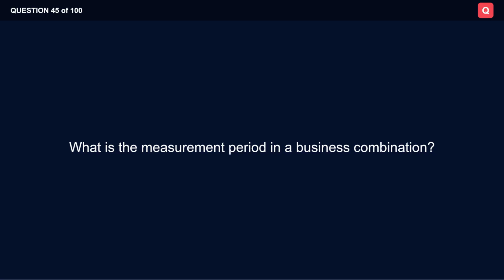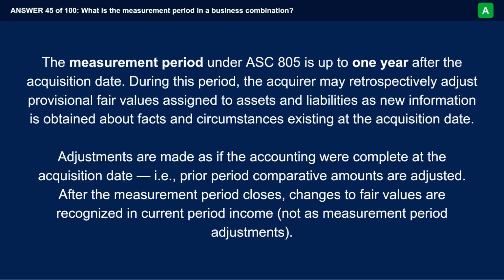What is the measurement period in a business combination? The measurement period under ASC 805 is up to 1 year after the acquisition date. During this period, the acquirer may retrospectively adjust provisional fair values assigned to assets and liabilities as new information is obtained about facts and circumstances existing at the acquisition date. Adjustments are made as if the accounting were complete at the acquisition date. That is, prior period comparative amounts are adjusted. After the measurement period closes, changes to fair values are recognized in current period income, not as measurement period adjustments.